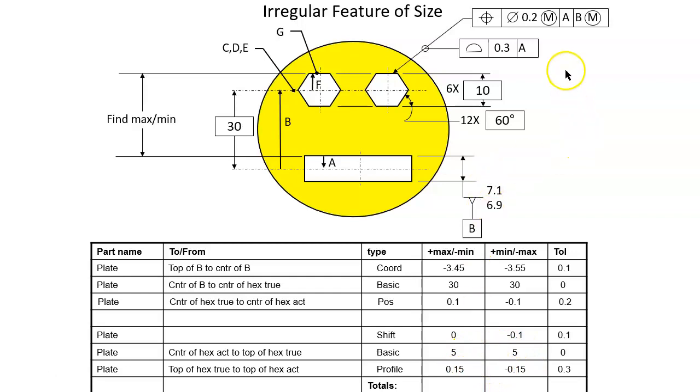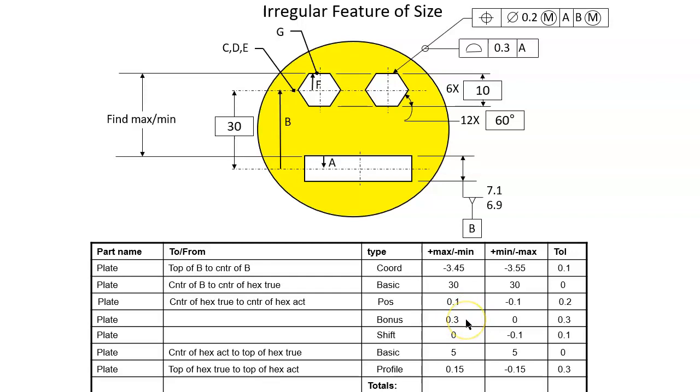We know our bonus is going to be based on the size tolerance. The size tolerance of the hexagon is actually 0.6 because the hexagon could get 0.3 bigger than its true profile, and it could get 0.3 smaller than its true profile. So the size is 0.6. We want radial bonus, so we take the size divided by 2, and so our max radial bonus is going to be 0.3.